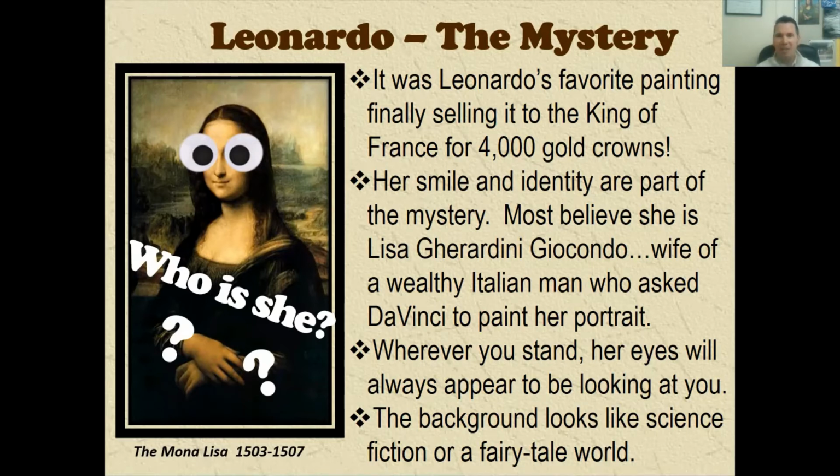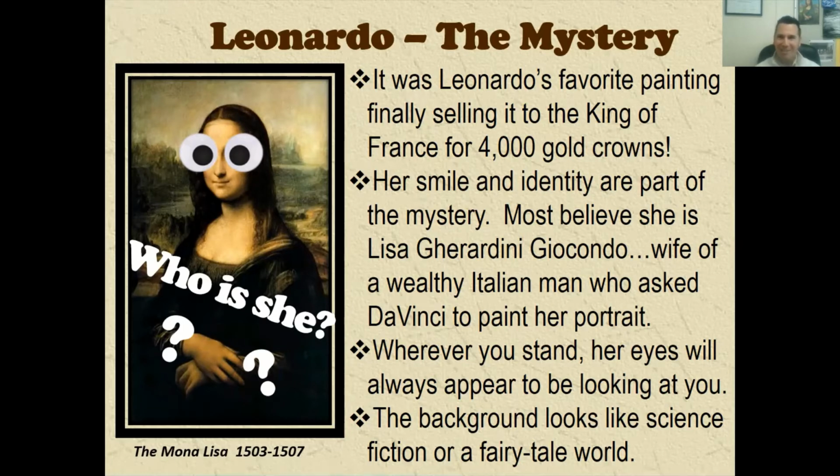Most believe that she is Lisa Gerardini Giocondo, the wife of a very wealthy Italian man at the time who asked Da Vinci to paint her portrait. Obviously, he never gave it to him, because he held on to it for 10 years and finally sold it to the King of France. So something happened there. Either he didn't get paid for it, or maybe he didn't want to sell it by the time he was done with it.